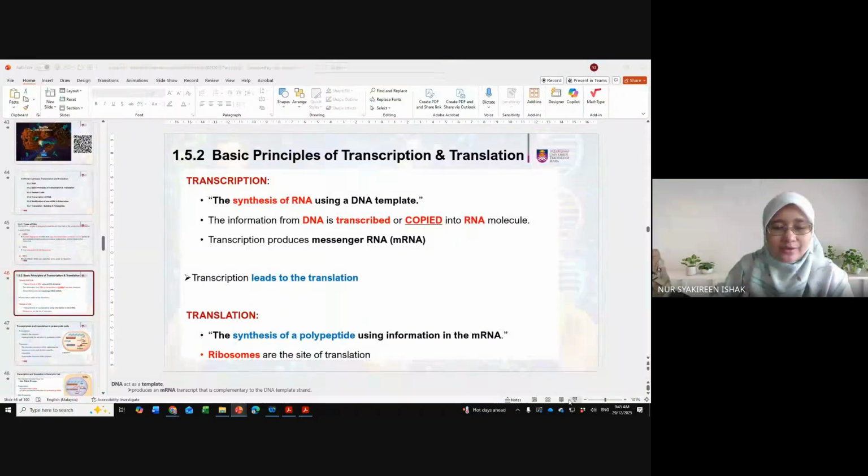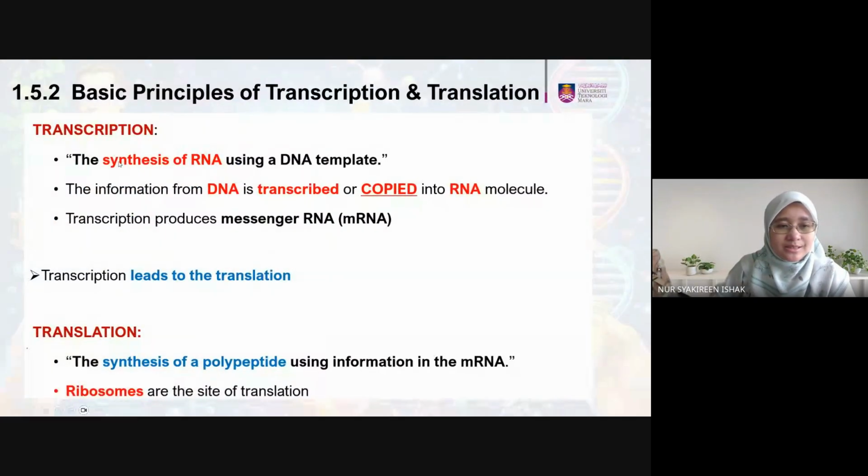Okay, so let's look at the definition for transcription. Transcription is the synthesis of RNA using a DNA template. The information from DNA is transcribed or copied into an RNA molecule. Transcription produces messenger RNA, and leads to the process of translation. Translation is the synthesis of a polypeptide using the information in the mRNA. Ribosomes are the organelles used in translation. It is the site of translation. The ribosome is the organelle involved in protein synthesis.